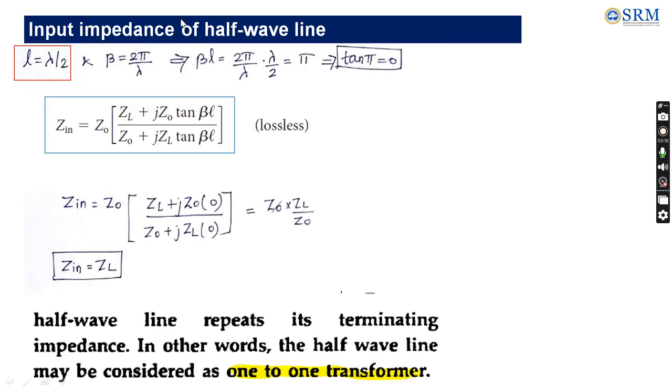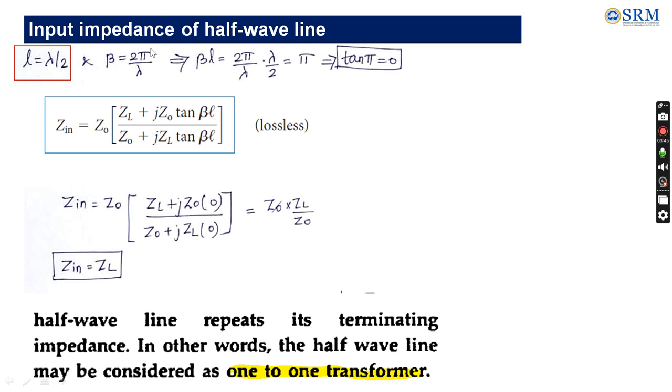Now the final case is the length of the line being half wavelength, lambda by 2. In that case, beta L is going to be equal to pi, and tan 180 is 0. So if we apply tan pi as 0 in both numerator and denominator, the input impedance is going to be equal to the load impedance. So a half wavelength line repeats the terminating impedance. It is going to act as a one-to-one transformer.